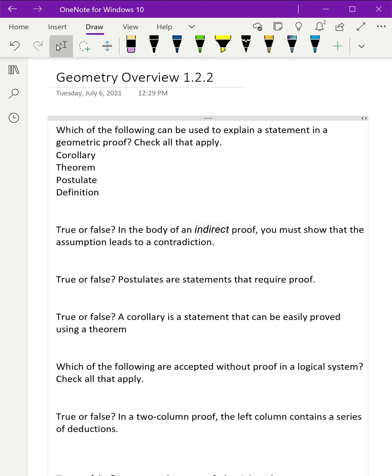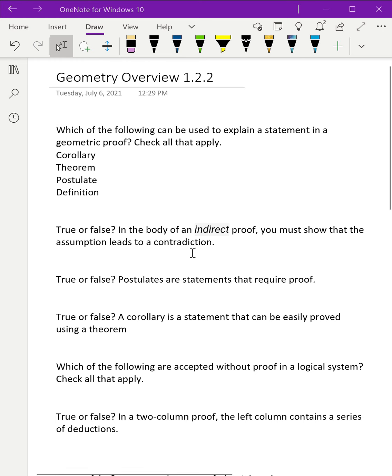Those are the types of things you're going to see for filling out a geometric proof. They go on the right side of your column proof. These are the different types of things. So the next question is a true or false question, and it's dealing with indirect proofs.